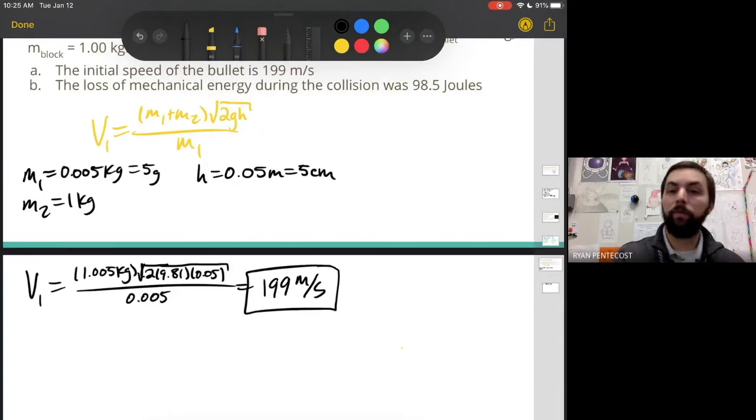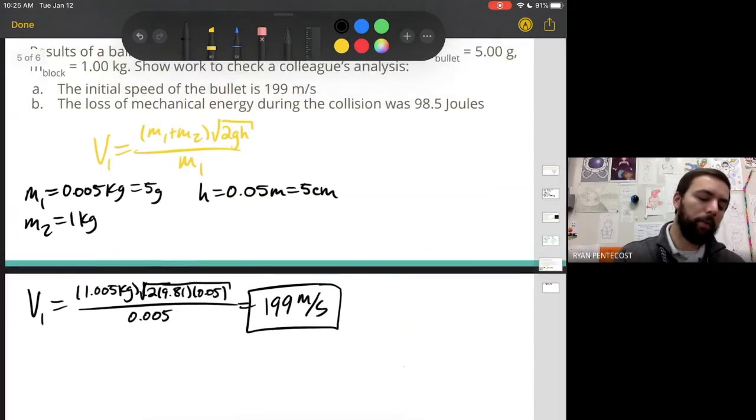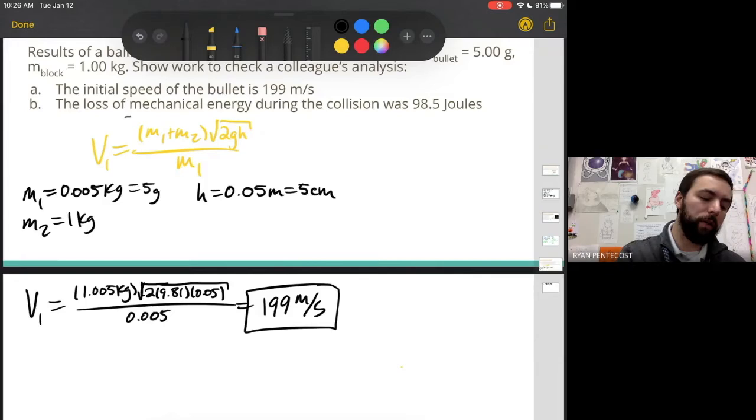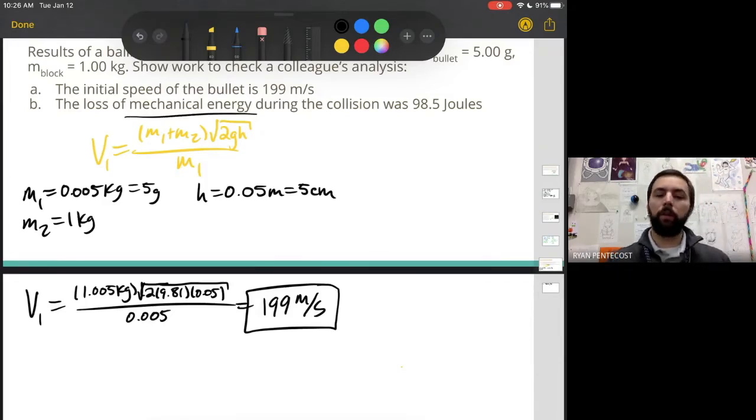So that we solved from our previous problem, right? We had the equation. We just needed the results of the experiment. We can plug that in. Now here, we have a loss of mechanical energy during the collision. Now, this is something that we talked a little bit about in the last video, but remember, in perfectly inelastic collisions, kinetic energy is not conserved, right? Only in elastic collisions is kinetic energy conserved.